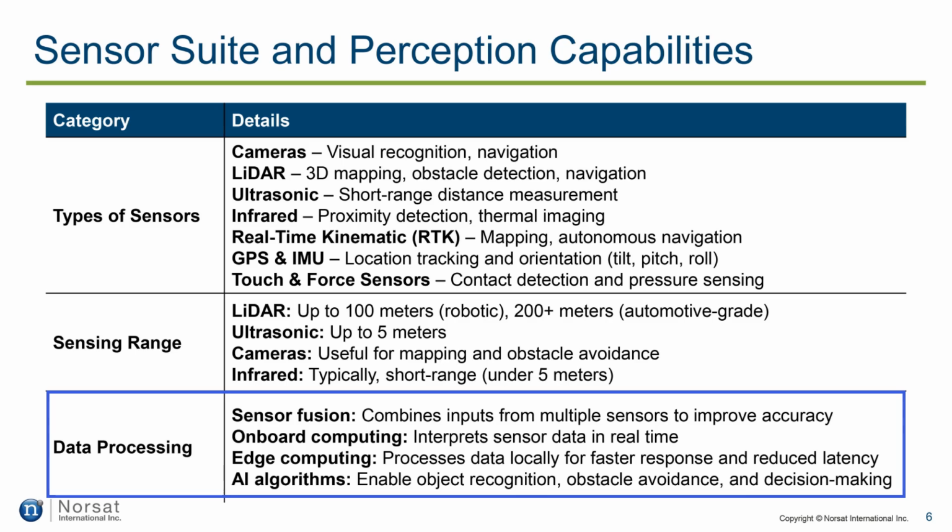This is typically handled by onboard edge computing systems, which process data locally for faster response and greater autonomy. In contrast to cloud computing, which relies on external servers, edge computing minimizes latency and allows the robot to function even without a network connection.